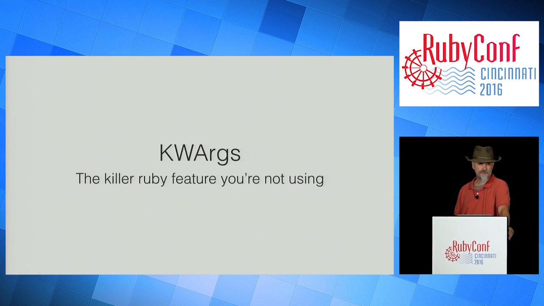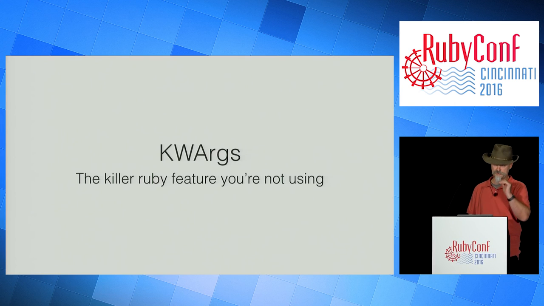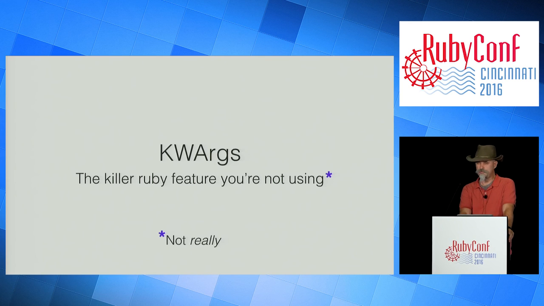Who here is using keyword arguments in their Ruby code? Who here would say they're using keyword arguments enthusiastically in their Ruby code, like in most places? Okay, so with any luck, this will be the most useful presentation, or one of, that you see at this conference, because if I do my job right here, you will leave here and change the way you write your Ruby code in a significant way. So I say that keyword args is a killer Ruby feature you're not really using.